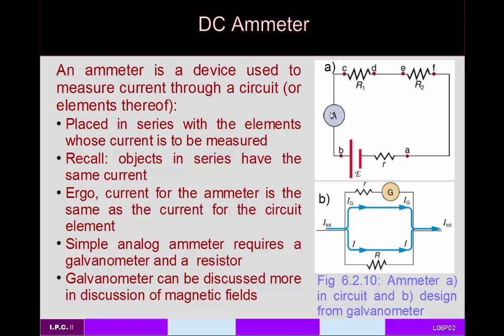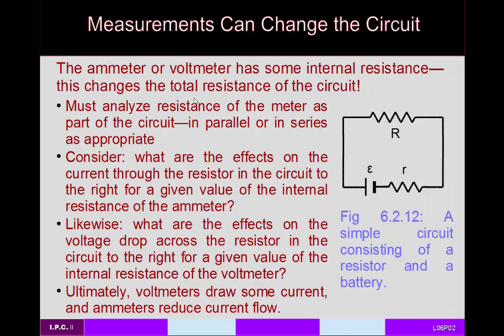And so once again, with the voltmeter, you need a large internal resistance, and it has to be placed in parallel with the element you're measuring. With the ammeter, you want a small internal resistance, and it's placed in series with the elements that you're measuring. Again, the reason is that the ammeter and voltmeter have internal resistance, so the total resistance of the circuit is going to be changed. And so you have to analyze the resistance of the meter as part of the circuit, placing it in parallel or in series as appropriate.